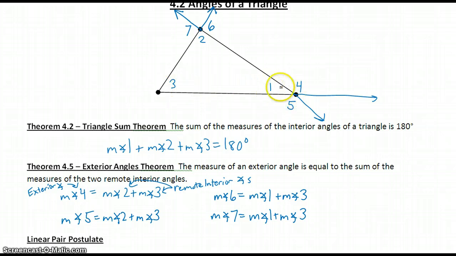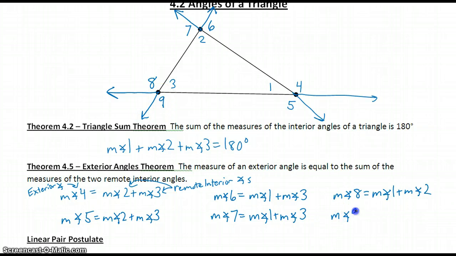If I extend this side, I create another exterior angle. I'm going to call that angle 8. And the measure of angle 8 is going to equal the sum of the 2 remote interior angles, in this case, angle 1 and angle 2. If I extend this side, I create another exterior angle, angle 9. And angle 9 is going to equal the sum of the 2 remote interior angles.